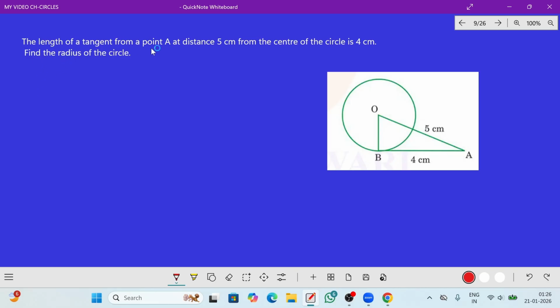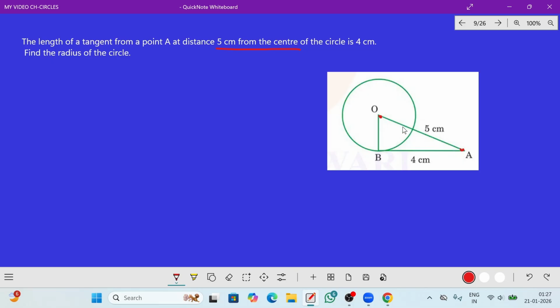The length of the tangent from a point A. This is the point A, and this is the length of tangent AB. This is the point A and this is the tangent at B. The length of the tangent from a point A at a distance of 5 centimeters from the center.